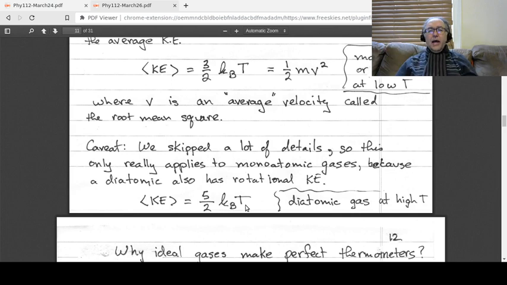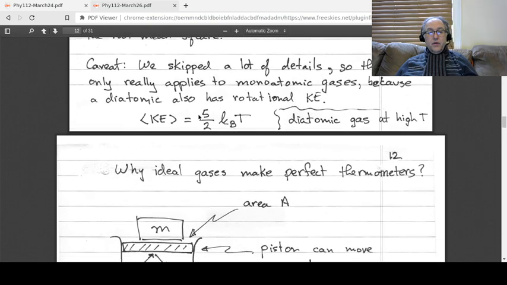And so, let's not go down that path. But again, in the name of accuracy, I didn't want to just leave you with this 3/2 k Boltzmann times T without telling you there's more to the story than what I just gave you. The problems that we're going to work on, we're just going to work with 3/2 k Boltzmann times T. So there you go.